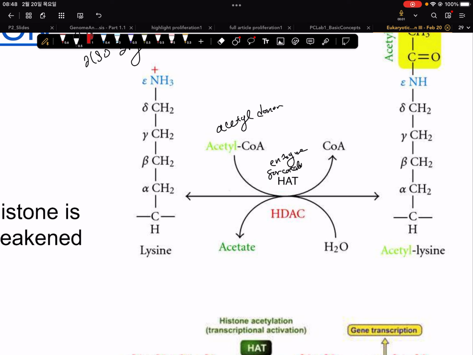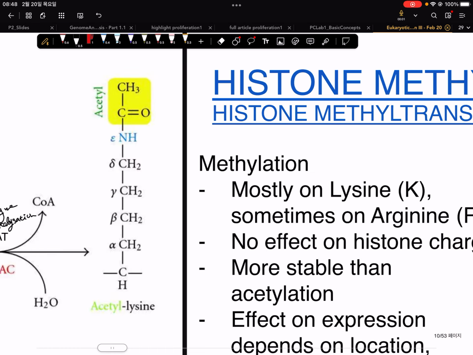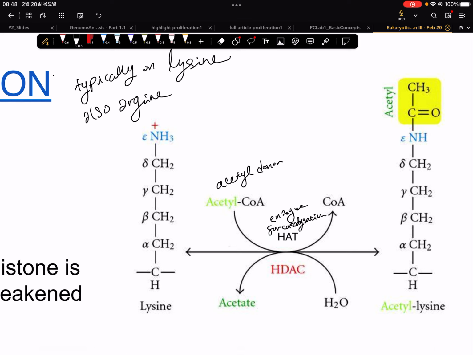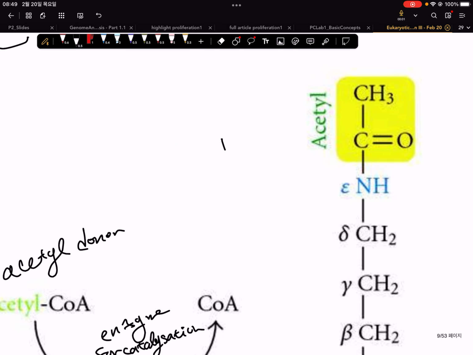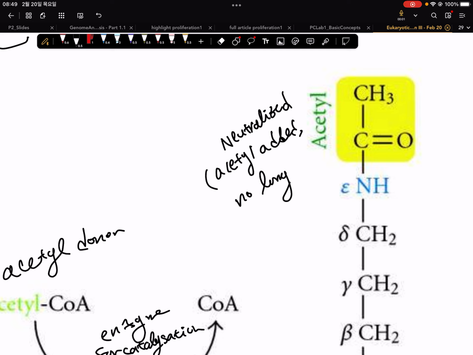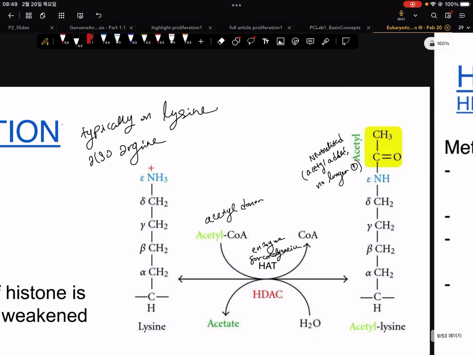This will put the acetyl group here at the epsilon position, so at the NH3+, which is then neutralized. Lysine is a positively charged amino acid, but when acetyl is added, it's no longer positively charged. So the charge is neutralized by this change, by this acetylation.